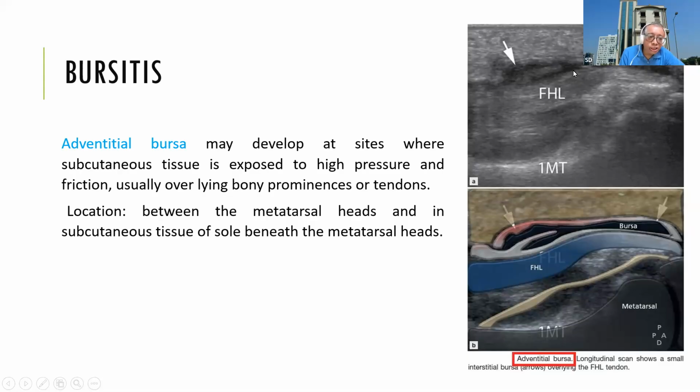In these conditions, you can see the black anechoic fluid in the bursa and features of synovitis. In these conditions, you can simply inject local anesthetic and steroid in this area, which will take care of the pain of the patient.